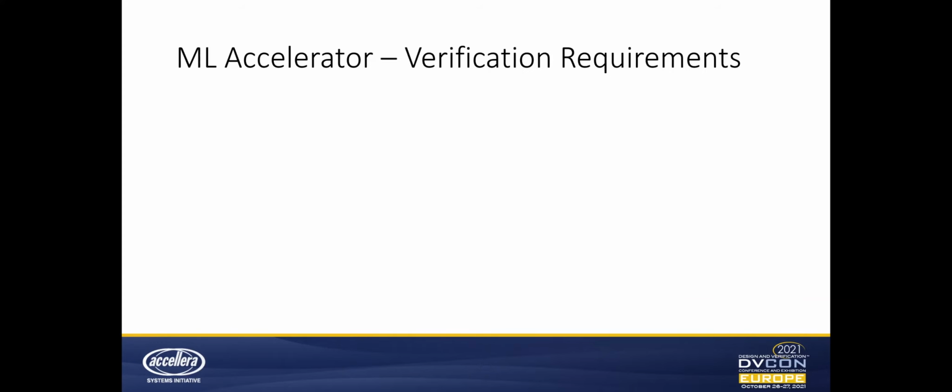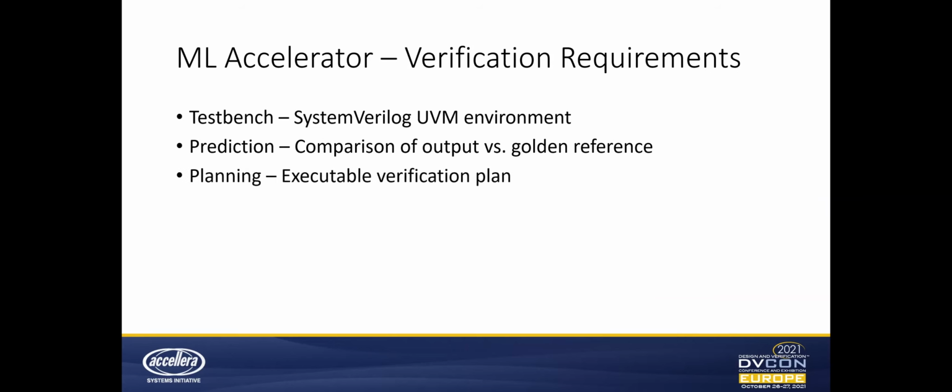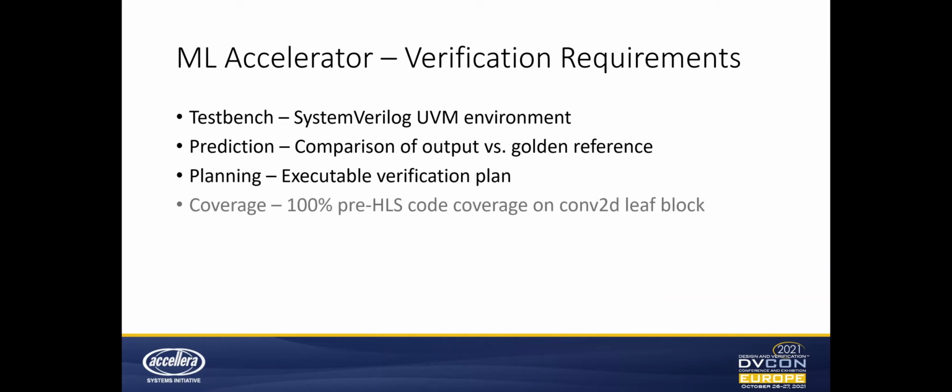On the verification side, we're leveraging a SystemVerilog UVM test bench that compares our test bench output against a golden reference model. We put a test plan together that outlined our overall verification goals. This plan focused on closing code coverage against the pre-HLS source for the 2D convolution engine, which, as I just stated, constitutes the majority of the design logic and activity.